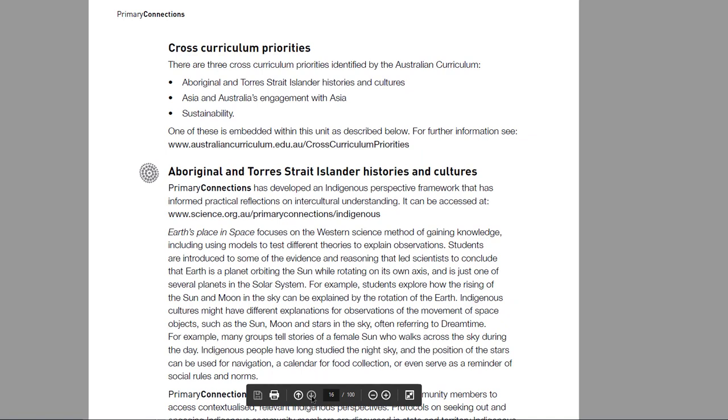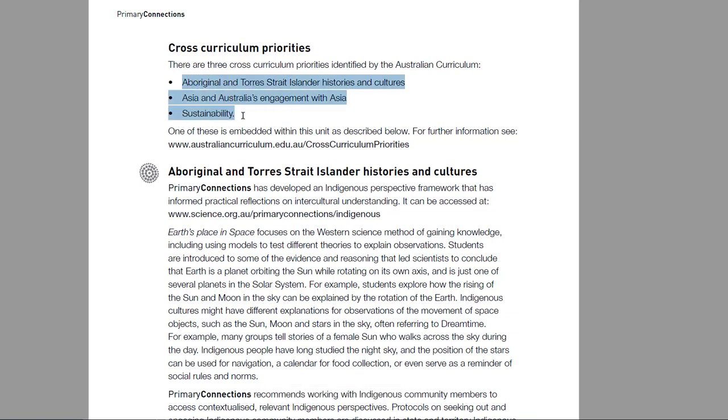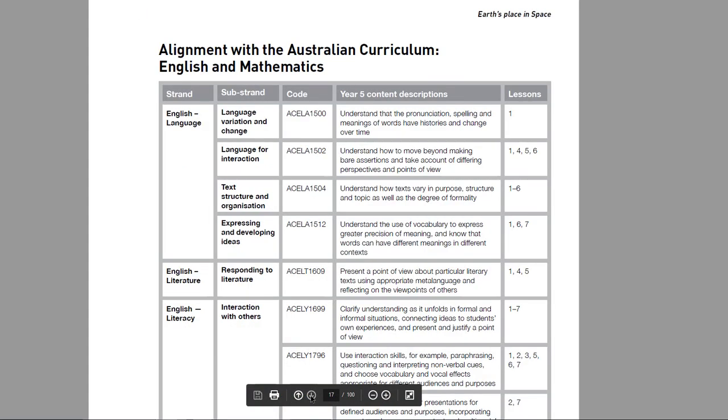It's really important that you understand the cross-curriculum priorities. And as we can see here, there are 3 of them: Aboriginal and Torres Strait Islander Histories and Cultures, Asia and Australia's engagement with Asia, and a really interesting one on sustainability. Now, all of these are embedded in the units that you're going to study in both Science by Doing and also in our Primary Connections units.